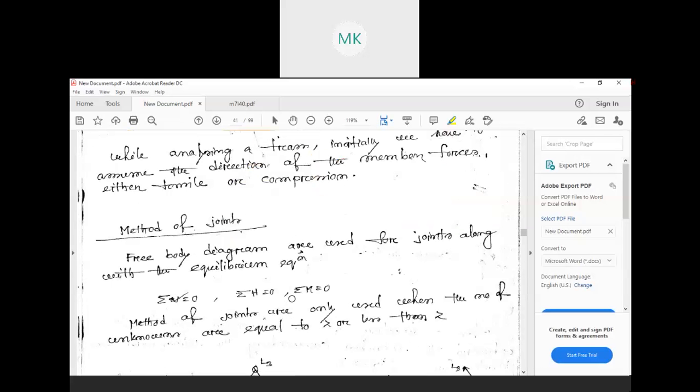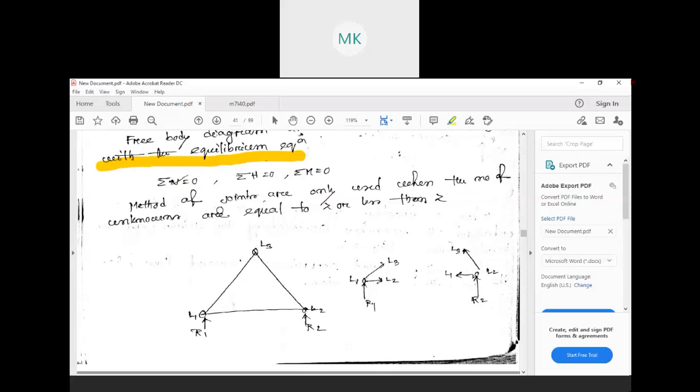There are some methods to solve this. The first method is the method of joints. In this method, free body diagrams are used for joints along with the equilibrium equations. I think all of you know the equilibrium equations; we have already solved many numericals in earlier chapters. There are three: summation of V equals 0, summation of H equals 0, and summation of M equals 0. V means vertical force, H means horizontal force, M means moment.